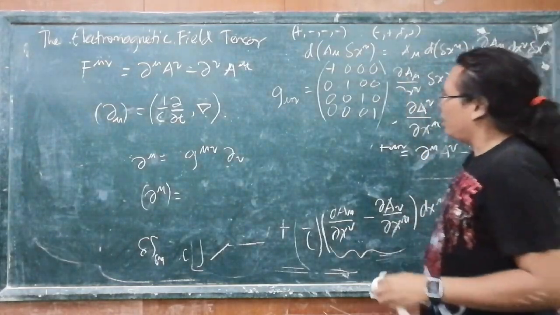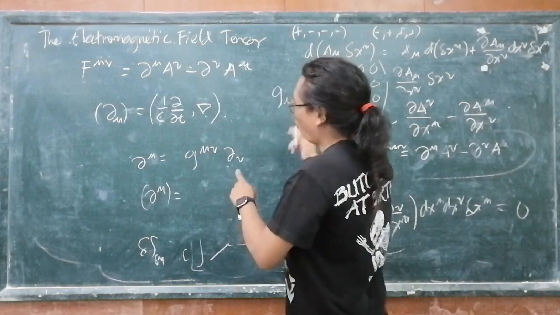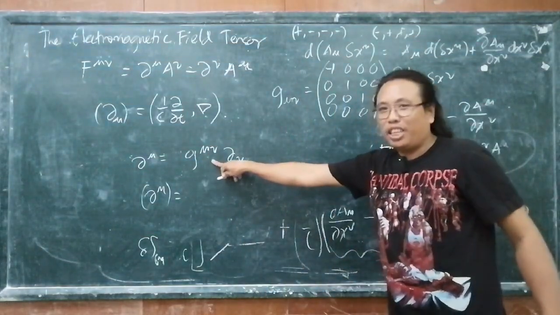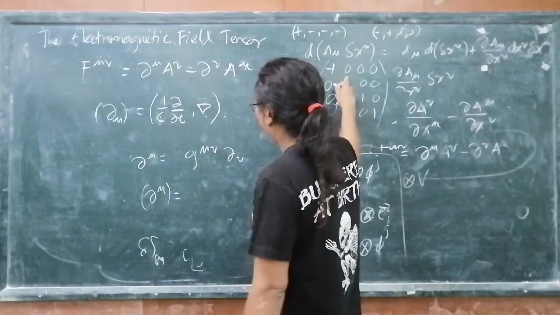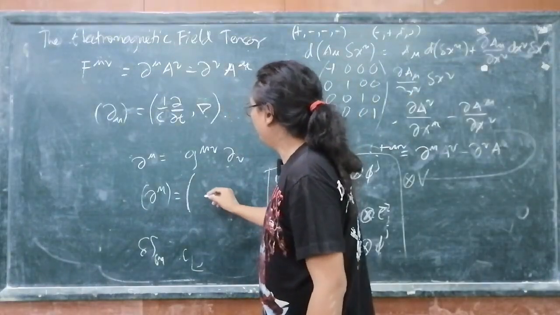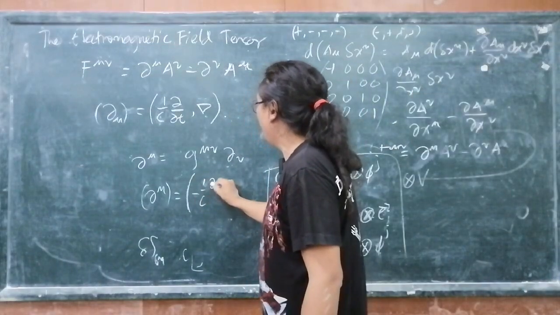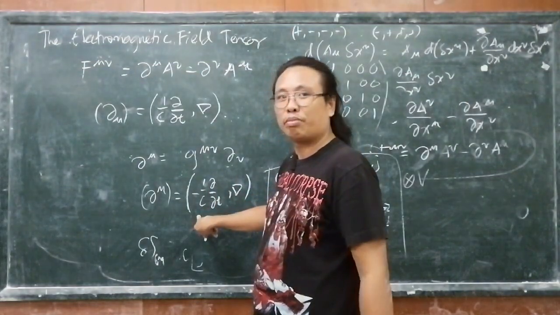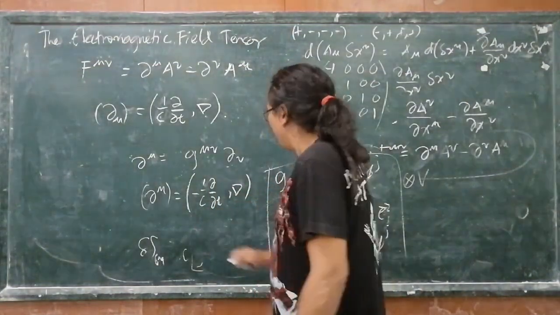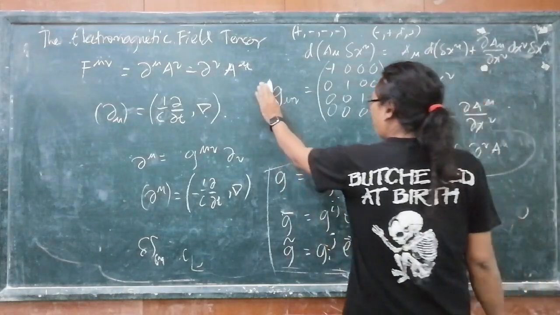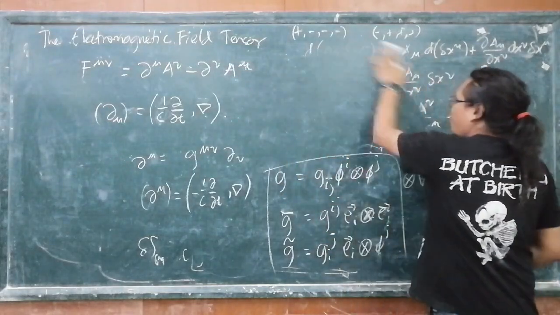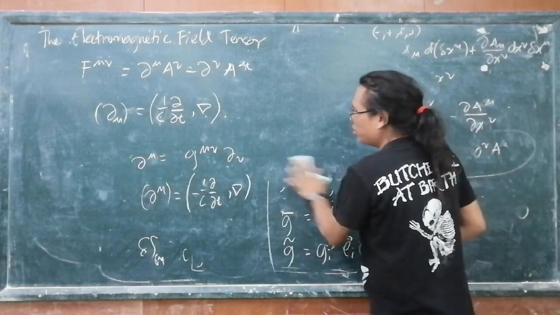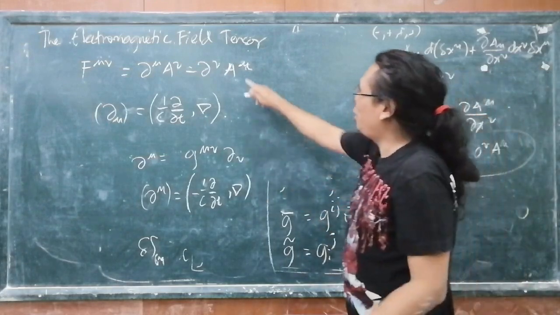And we know that by definition of this contravariant metric tensor, this just becomes minus 1 over c, partial over partial t, then the spatial del. This is the difference. Now you can calculate the elements of the electromagnetic field tensor. How do we calculate them? Well, we use this equation.